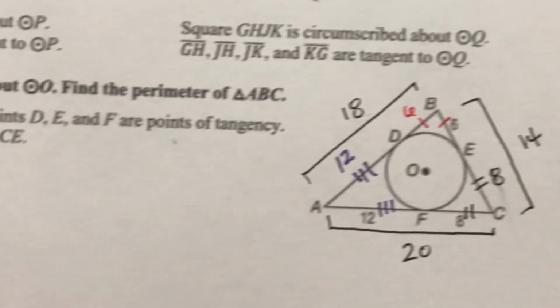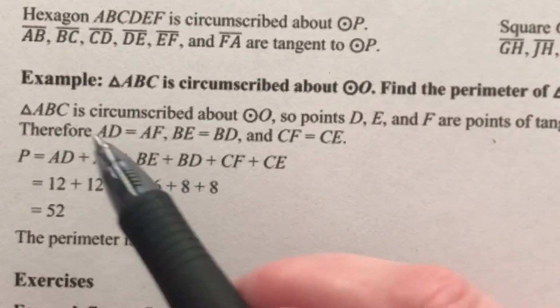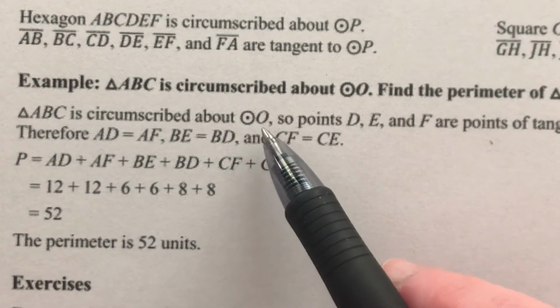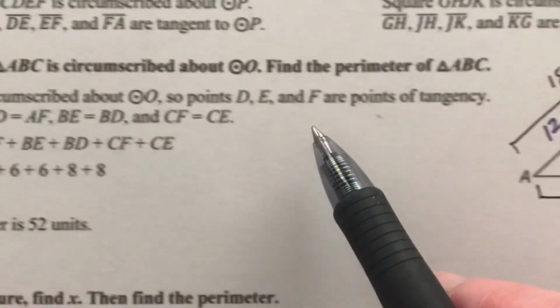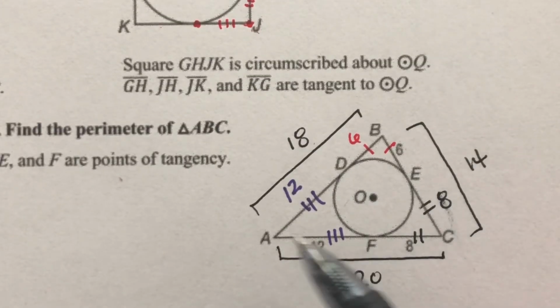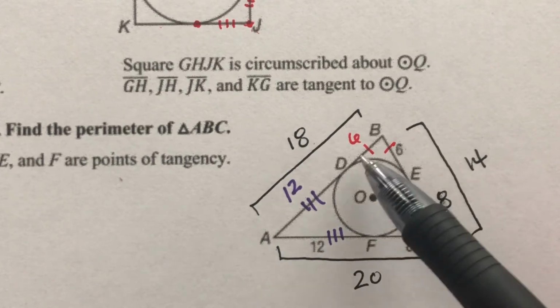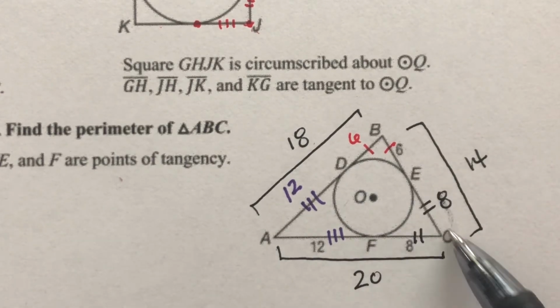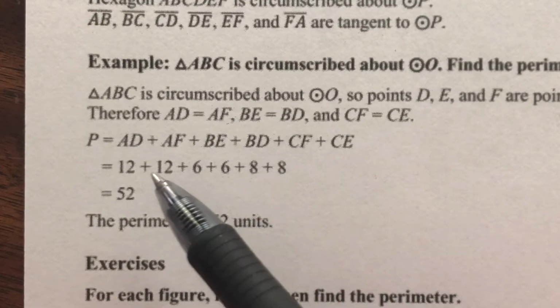So that's the length of the triangle. I didn't even read the directions yet. ABC is circumscribed about circle O. So points D, E, and F are points of tangency. Therefore, AD equals AF. That's what we just marked congruent. These two are congruent. These two are congruent. And these two are congruent to each other.